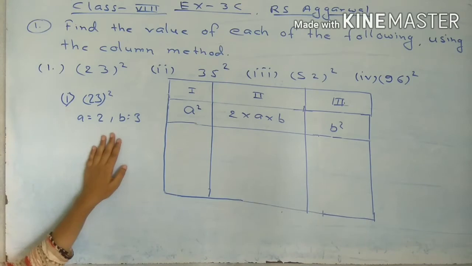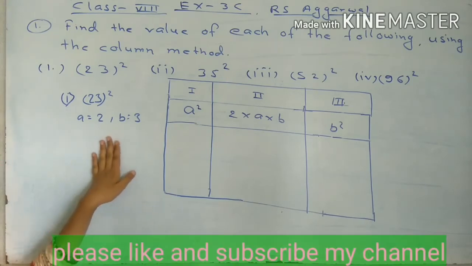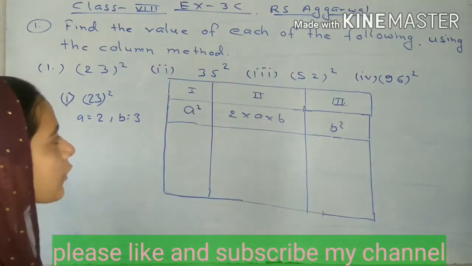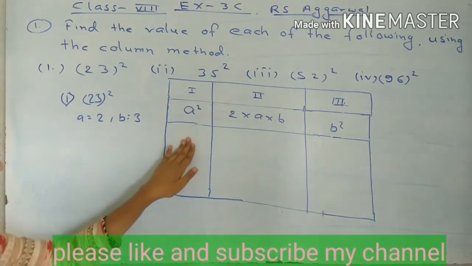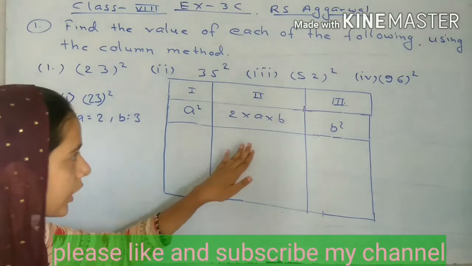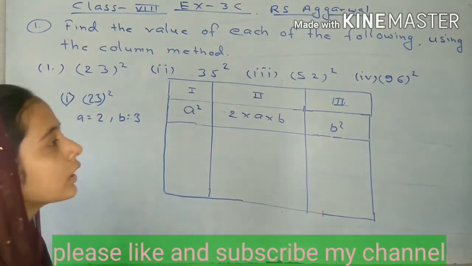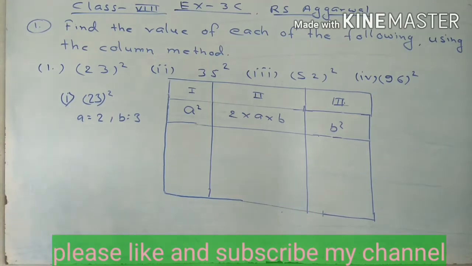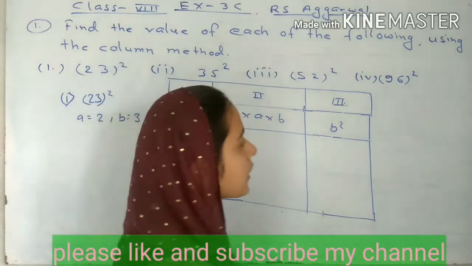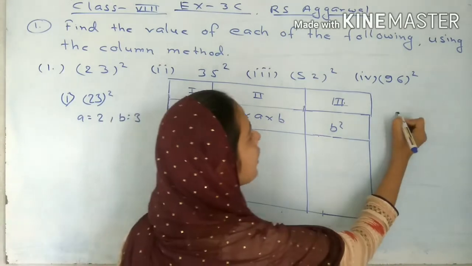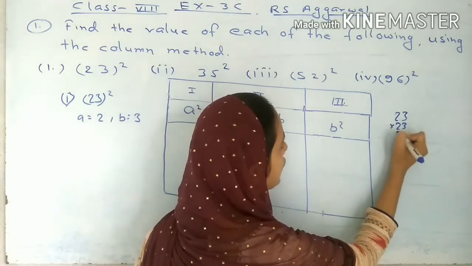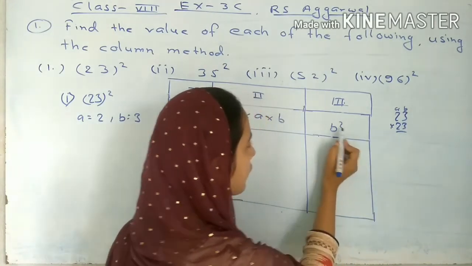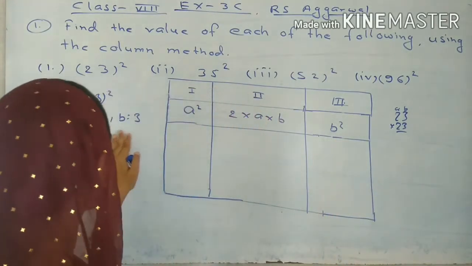The first question is to find the square of 23. So I write 2 and 3 respectively, and we have to apply the formula. We know the formula: a square plus 2 into a into b plus b square. Here the a value is 2 and the b value is 3. We will start from b square, because when we multiply 23 into 23, it is a and it is b, so we do it from b square.